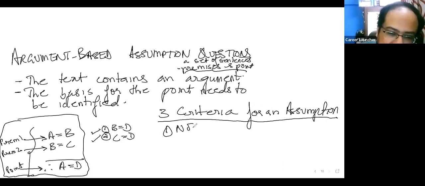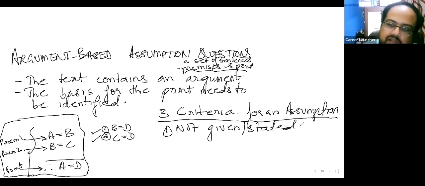The first is an assumption should not be given or stated. That is the first criteria. There were 2 assumptions. One was B is equal to D. The alternative one was C is equal to D. Please note that neither one of these 2 is stated in the argument. It is not given or not stated.